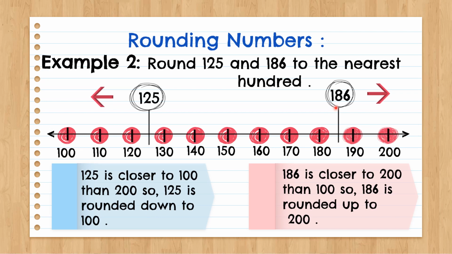Now 186. You can see 186 is near to 200. So when we round off 186, it will be approximately 200. 186 is closer to 200 than 100. 100 is far from 186. So 200 is near to 186, so 186 is rounded up to 200.